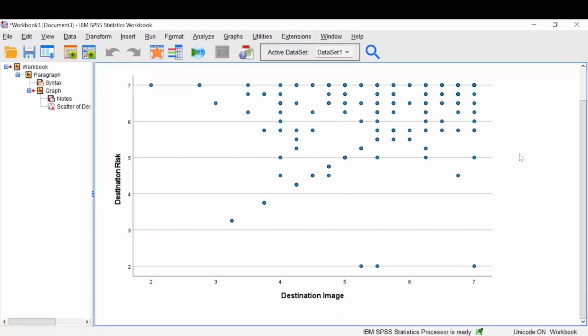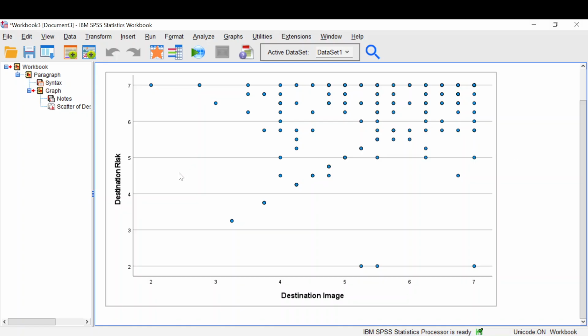So here's the graph. Essentially this is showing where destination risk and destination image intersect. For instance, this person here identified destination risk as a 3, whatever that is, 3.2. And they also identified destination image as around a 3.2. So that seems to correlate. However, what about destination risk for this person? 7, so strongly agree. Whereas for destination image, moderately disagree. So that doesn't align.